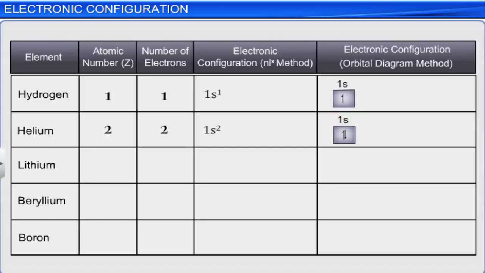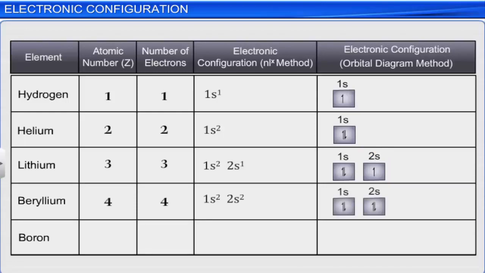Lithium has 3 electrons. 2 electrons will fill the s orbital, while the remaining 1 electron goes to the orbital of next higher energy, that is 2s. Beryllium has 4 electrons. 2 electrons fill the 1s orbital, and the remaining 2 fill the 2s orbital.